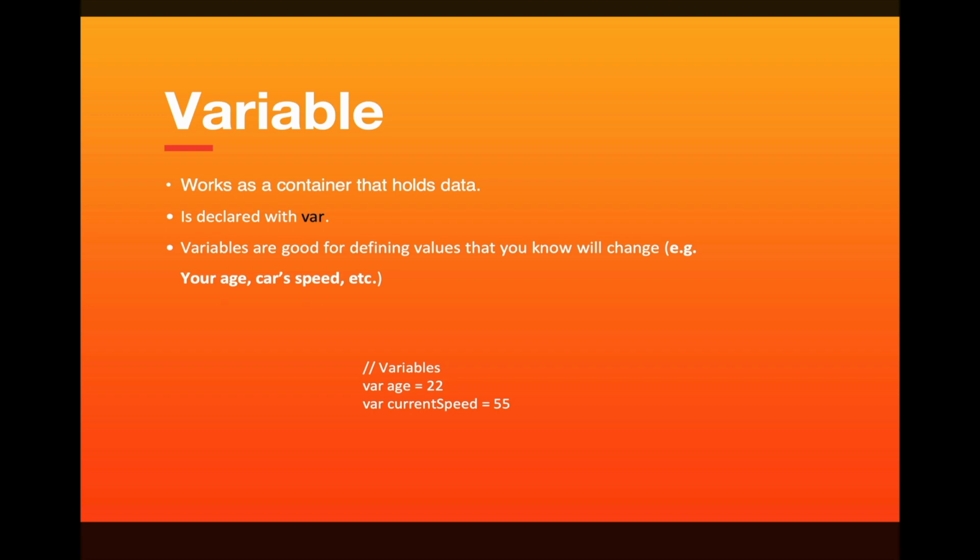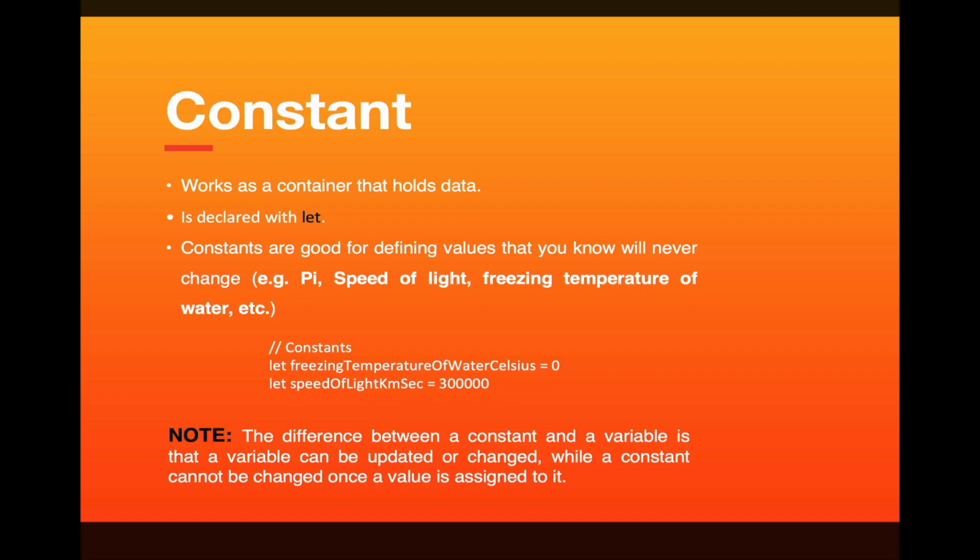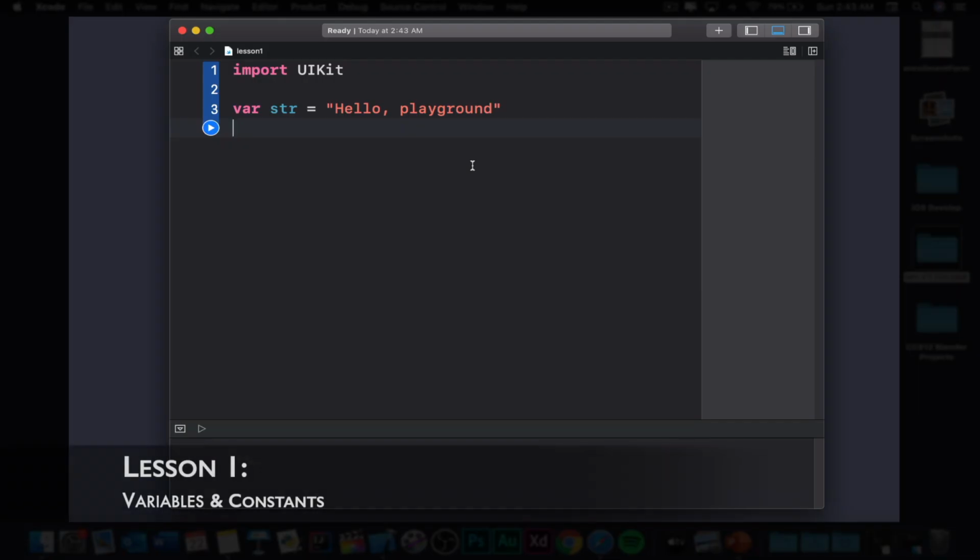Variables are good to define values that you know will change in the future, just like your age. On the other hand, constant is just like a variable, it works just like a variable. The only difference is the keyword, and when we are using constant, we need to make sure the variable will never change at all.